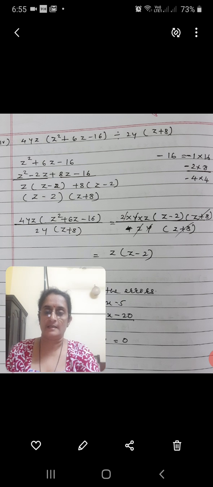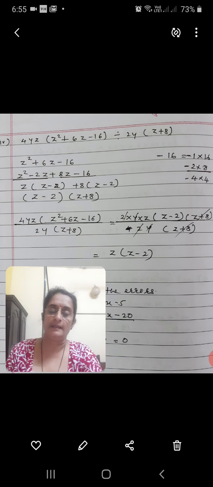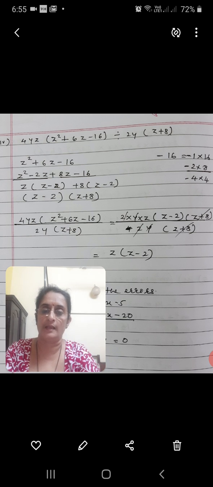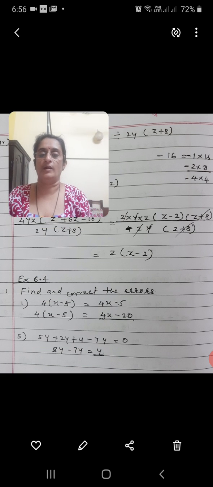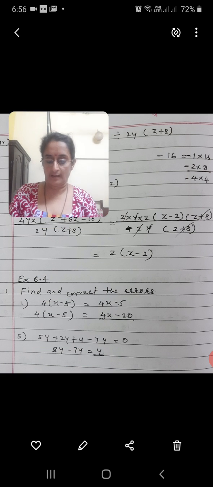Then we'll go for exercise 6.4. In exercise 6.4, these types of sums are already done, but they are not done correctly. They have solved the sums wrongly. We have to solve them once again and give the correct answer. Fine, so let us go to exercise 6.4. Now find out the correct answer.